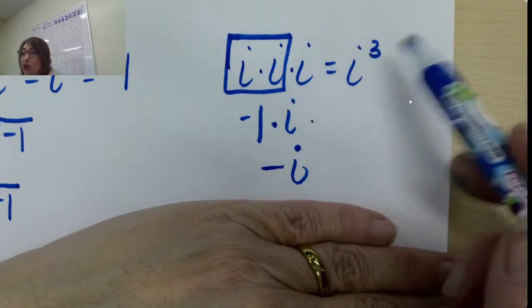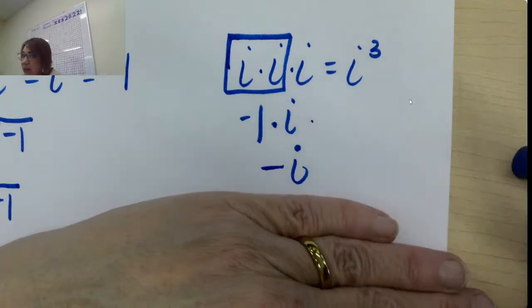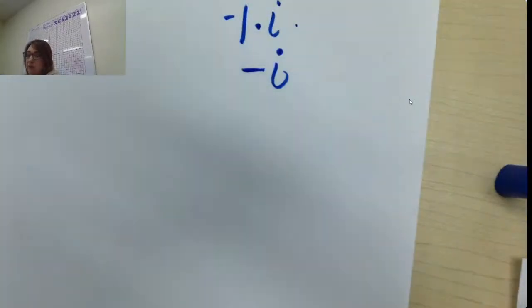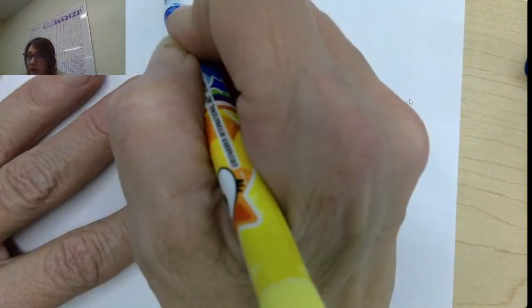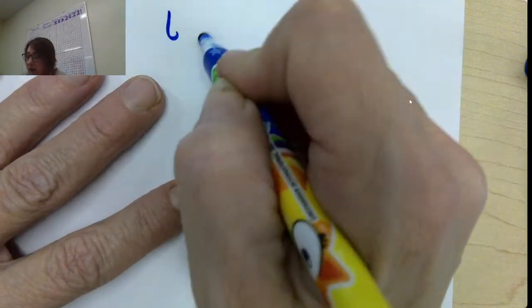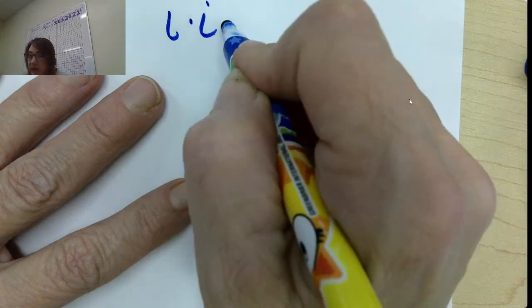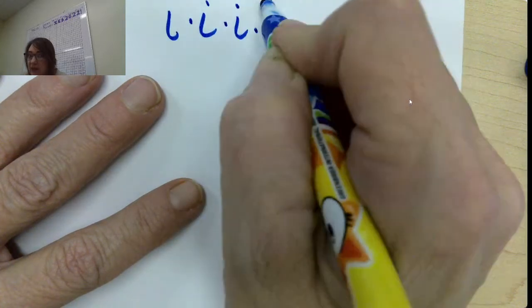So that was I cubed, right? Now, what if we do I times I times I times I?